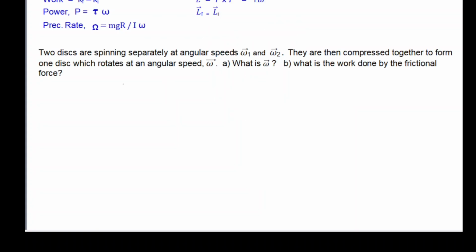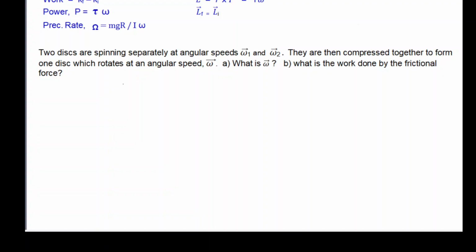Let's do our next problem. Two disks are spinning separately at angular speeds omega-1 and omega-2. They are then compressed together to form one disk which rotates at an angular speed omega. What is omega? What is the work done by the frictional force?